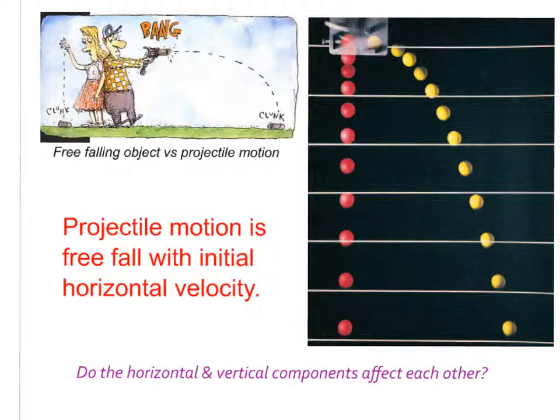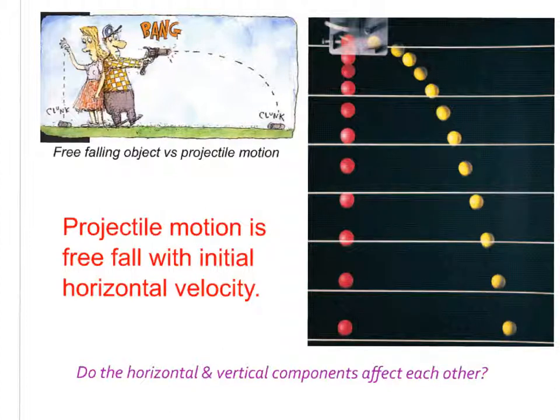So here's a cute little picture, basically contrasting free fall and projectile motion. Free fall, the woman is simply demonstrating free fall. The man is demonstrating projectile motion. Projectile motion is essentially free fall with some initial horizontal velocity. And since the air resistance is being considered to be negligible, that horizontal velocity remains the same throughout the path or the trajectory of that projectile.